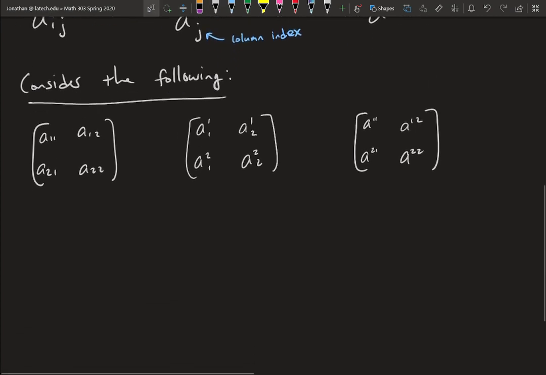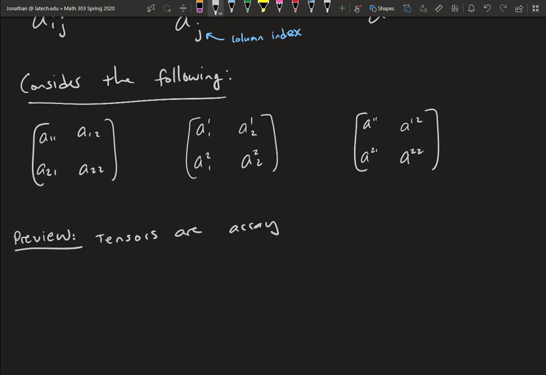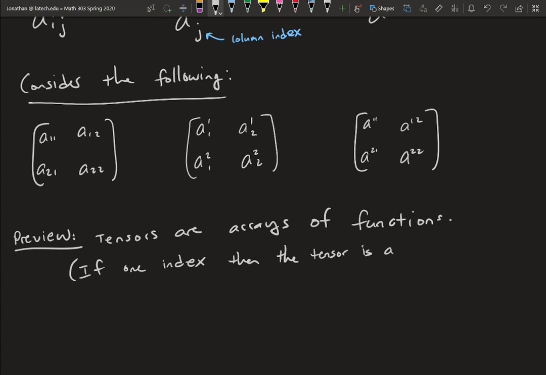So in general, kind of like vector fields, these things that we call tensors will be just arrays of functions. This is not the definition, but just a preview. Tensors are arrays of functions. Basically, if it has one index, then the tensor is a vector field.